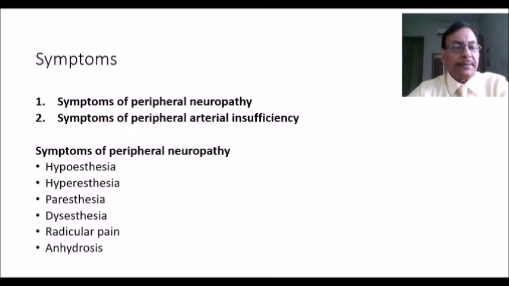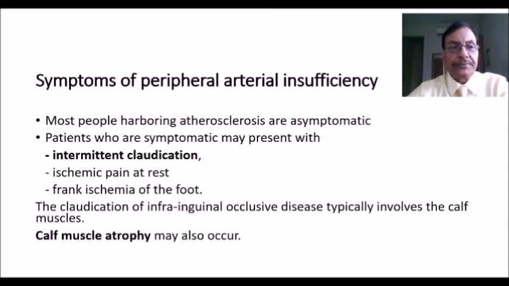Now, what are the symptoms that the patient may present to the doctors? Let us understand the symptoms of peripheral neuropathy and also peripheral arterial insufficiency; mostly due to these, either one of them or both of them will be there in the patient. So, what are the symptoms of peripheral neuropathy? Hypoesthesia, hyperesthesia, paresthesia, dysesthesia, radicular pain, and anhidrosis.